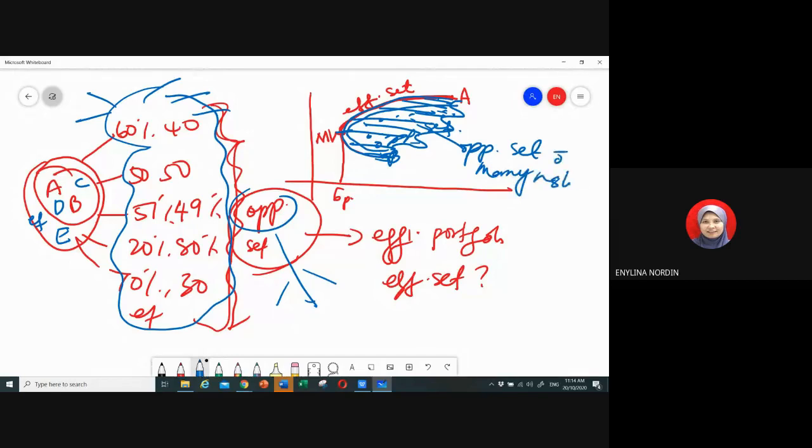But among all these combinations, which we call the opportunity set, which one is the most efficient one? That will be considered the efficient set. Again, it will be this line. Okay, it will be this, the black dots.